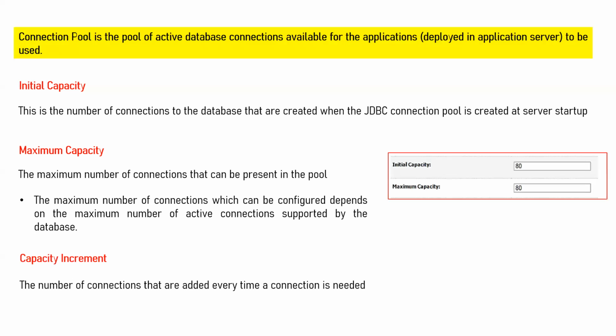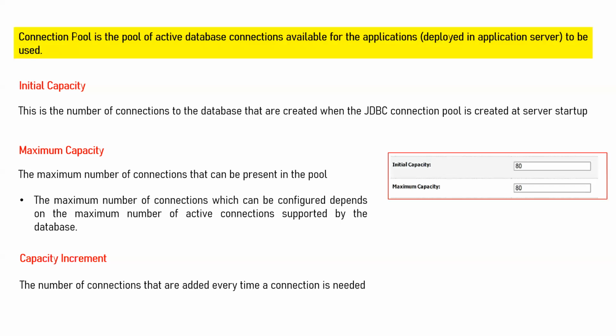And then there's a parameter, capacity increment, which is the number of connections that are added every time a connection is needed. So for example, as I said, my initial capacity is 10 and maximum capacity is 50, and if I have defined capacity increment as 5, then when my 10 connections, which is the initial capacity, get occupied, it will increment the connections by 5. So it will create 5 connections, and if all 15 connections are used, it will again create 5 connections. That means in total I have 20 connections, and if those are used, it will again create 5 connections. Then I would have 25 connections, and it will go till 50 because my maximum capacity of the connection pool is only 50.